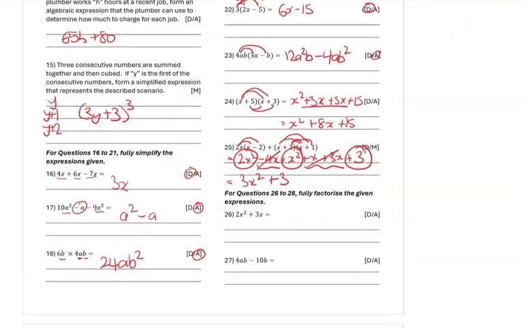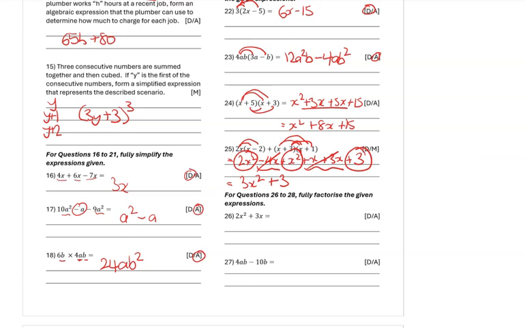So scrolling down a little bit more, let's finish the bottom of that page. For questions 26 to 28, fully factorize. And again, we've given you the word factorize there. I want to note factorizing is probably the worst done skill, I think, in the algebra section. And remember, factorizing means your answer has to have brackets. Your answer must have brackets.